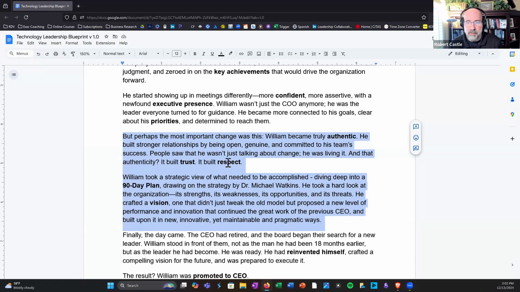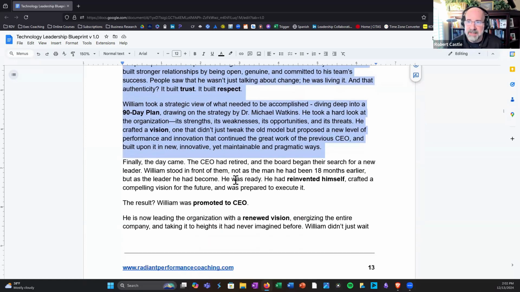William took a strategic view of what needed to be accomplished, diving deep into the 90-day plan, drawing on the strategy by Dr. Michael Watkins. He took a hard look at the organization, its strengths and weaknesses, its opportunities and threats, and he crafted a vision, one that didn't just tweak the old model, but proposed a new level of performance and innovation that continued the great work of the previous CEO and built it in new and innovative yet manageable and pragmatic ways.